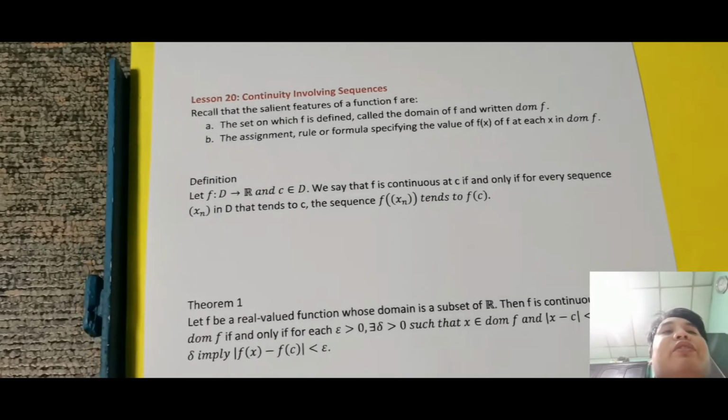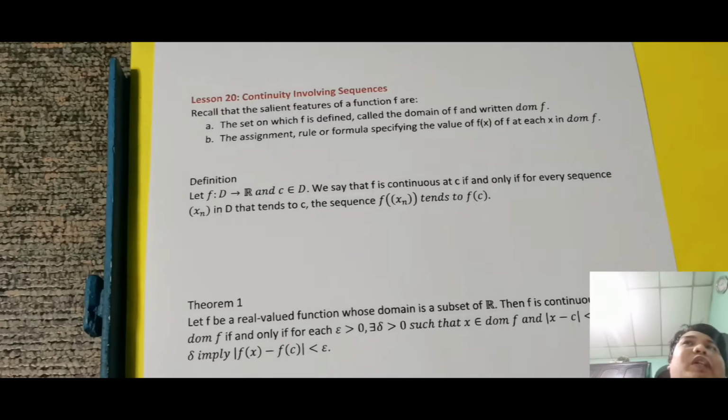Recall that the salient feature of a function f, parang pag sinabi mong salient, parang property na siya, or defining property or defining feature of a function f. Or ito, the set on which f is defined, called the domain of f, and written dom of f. Okay, then the assignment rule or formula specifying the value of f(x) of f at each x in the domain f. Yan yung mga parang, pag sinabi natin function, alam mong common nating alam.